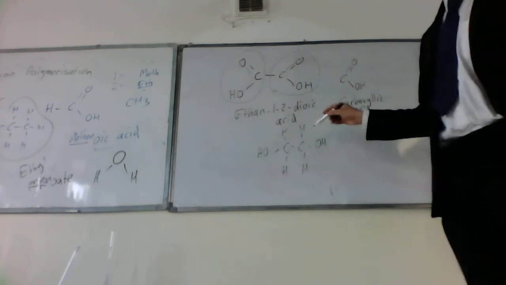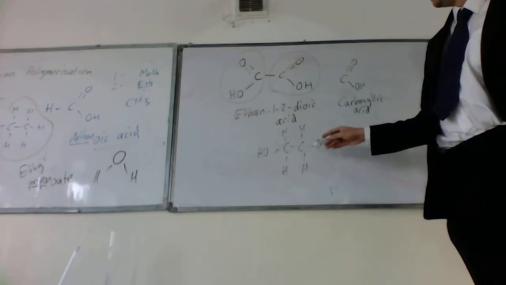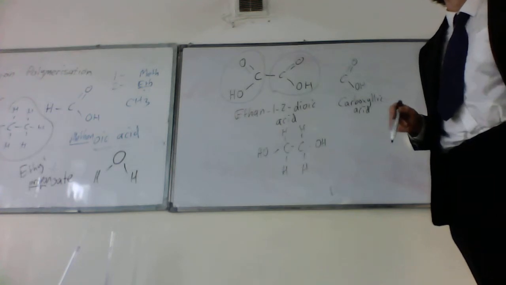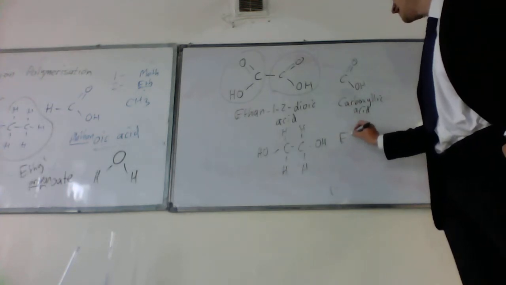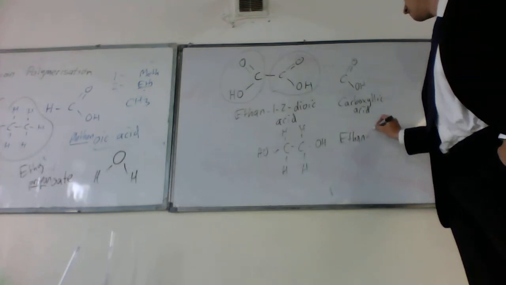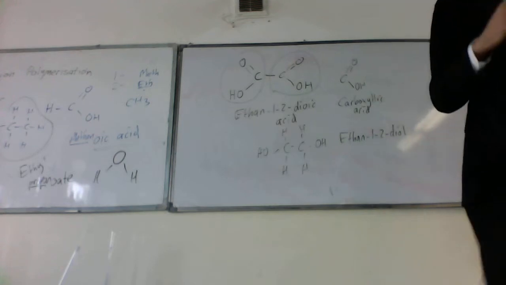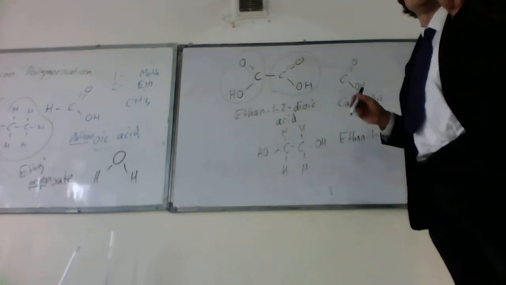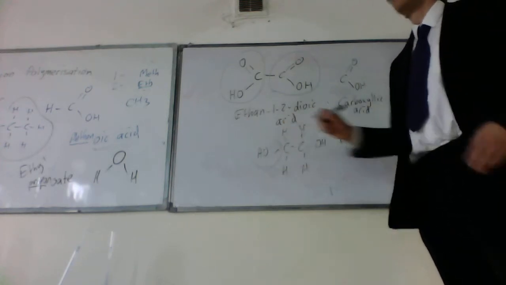Any idea what this molecule is called? Ethanoic acid? Nope, not ethanoic acid. Remember we've got alcohols? Ethanol. Nearly right. This is ethane 1,2-diol. A diol. Now, why do we call it di? Because the di means two. So 1 alcohol group, 2 alcohol groups.